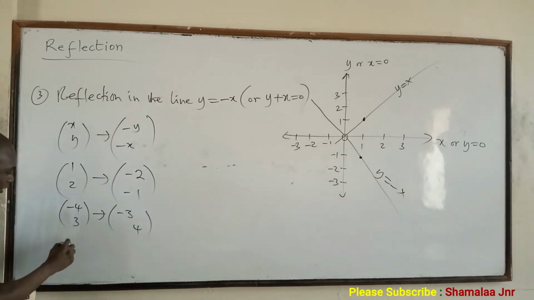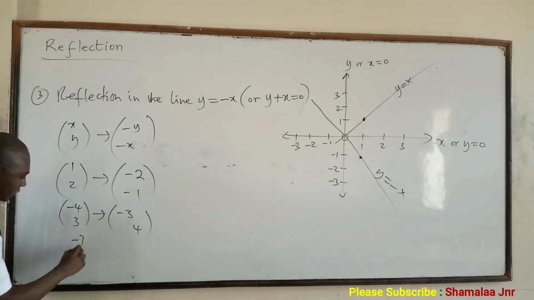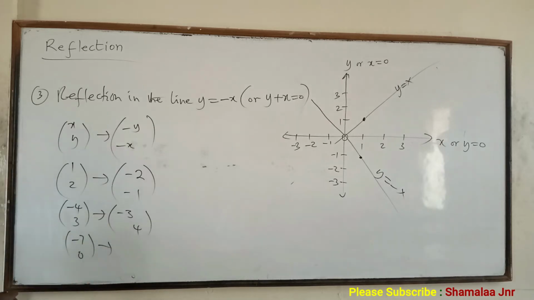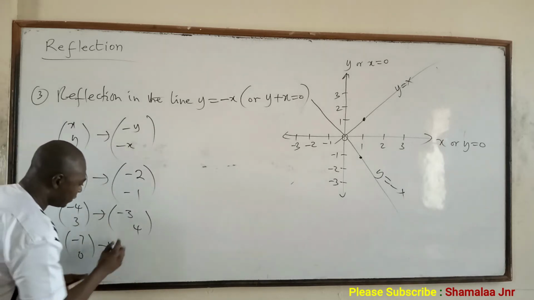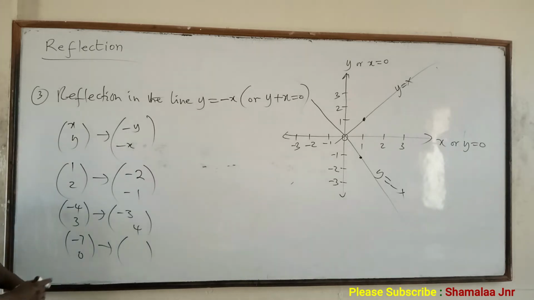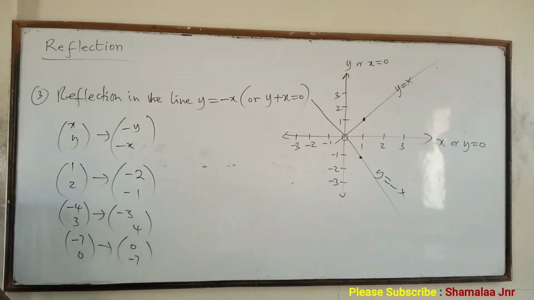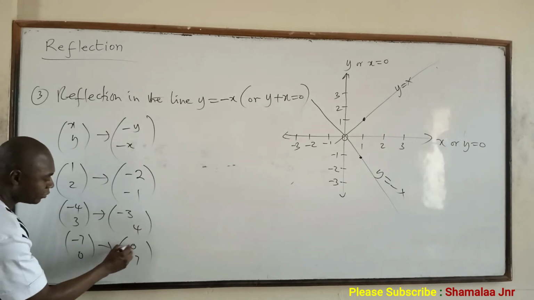Let's look at the last one. Let's assume that you have, say, -7, 0. When you have something like this, they are saying, first of all, interchange them. So 0 will come here, -7 will come here. After interchanging them, negate them. So when you negate, this one will go. 0 cannot be negated, so it's still 0.